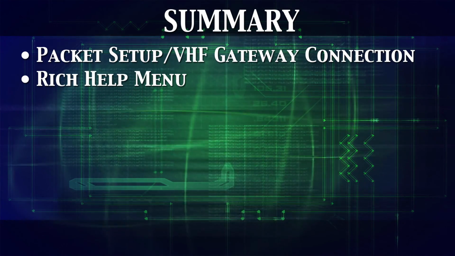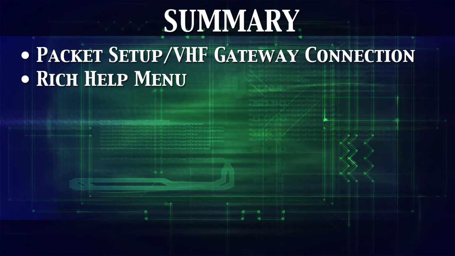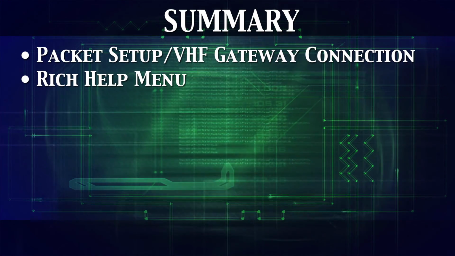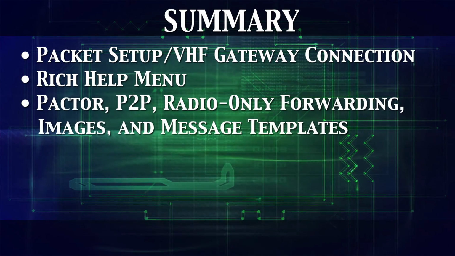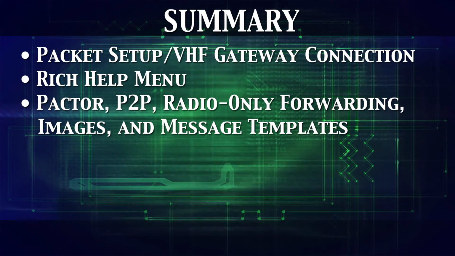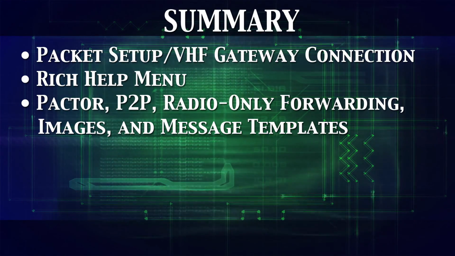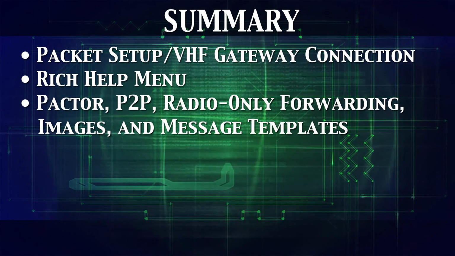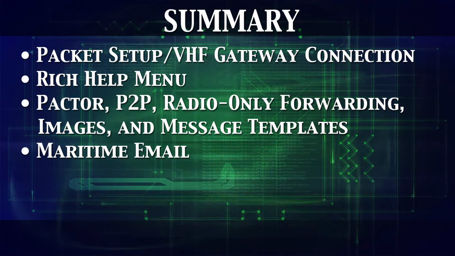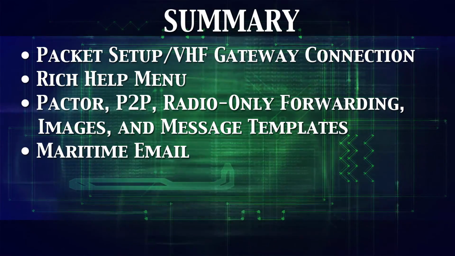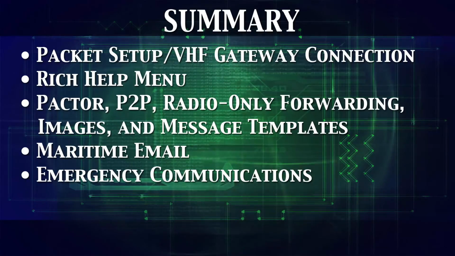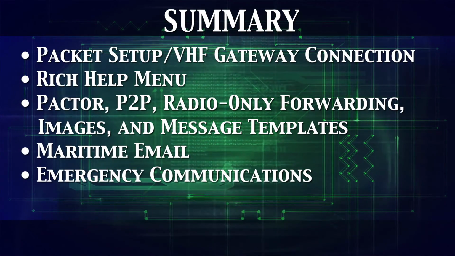The RMS Express application has a rich help section which will let the user explore many of the application's capabilities that we did not cover in this video. These include the PACTOR protocol, peer-to-peer or P2P messaging, radio-only forwarding using the WindLink hybrid network, sending and editing images, and message templates. The WindLink system is used successfully by seagoing mariners for routine email traffic and has been used for emergency messaging in disaster situations such as the earthquake in Haiti.